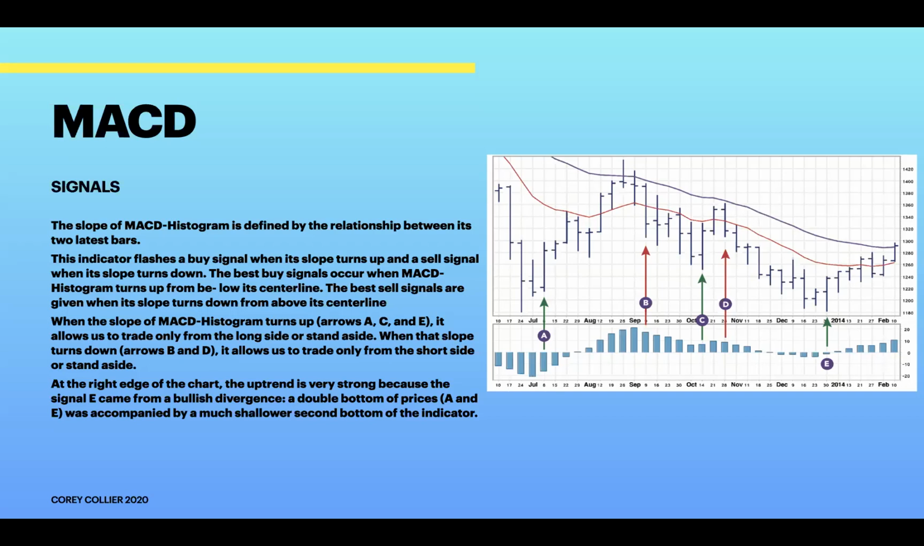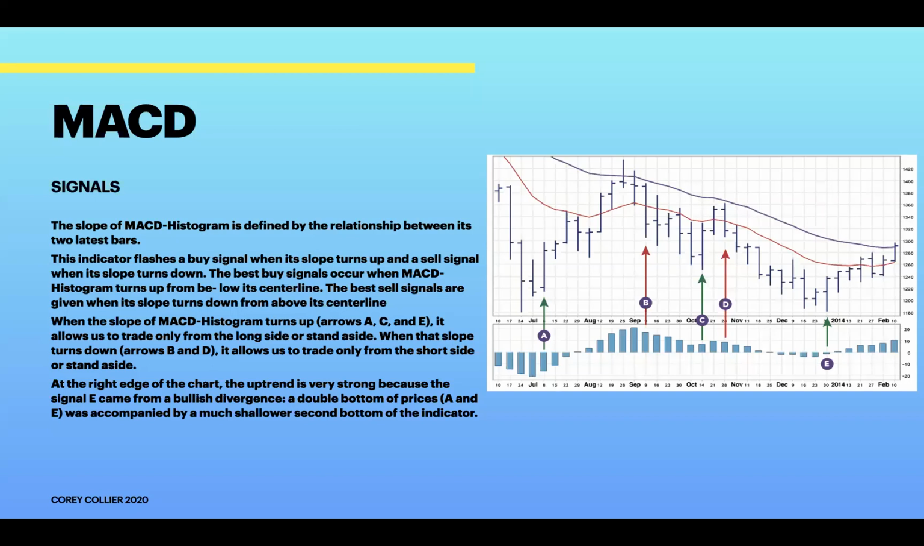The best sell signals are given when the slope turns down from above its center line. That's, for instance, looking at D, which you got in a little bit earlier. So if we're looking at D, that would be like a sell signal with the histogram and price. That's a double top met with a lower bar.